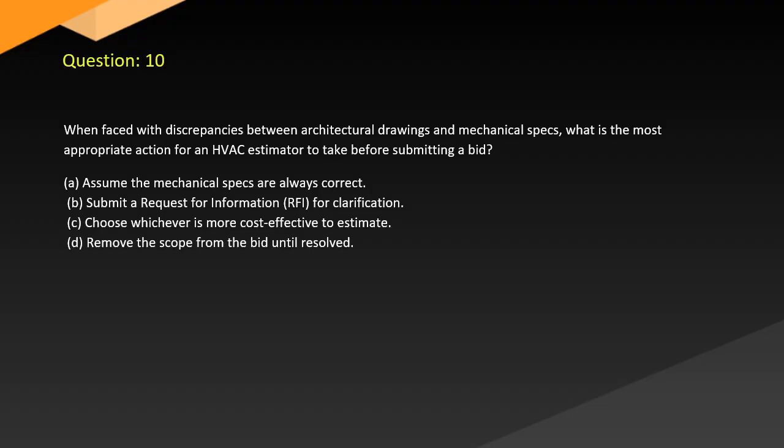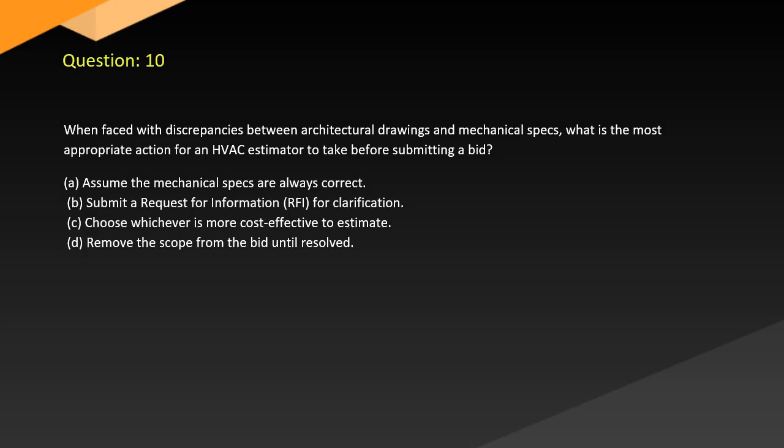Question 10. When faced with discrepancies between architectural drawings and mechanical specs, what is the most appropriate action for an HVAC estimator to take before submitting a bid? A. Assume the mechanical specs are always correct. B. Submit a request for information (RFI) for clarification. C. Choose whichever is more cost-effective to estimate. D. Remove the scope from the bid until resolved.